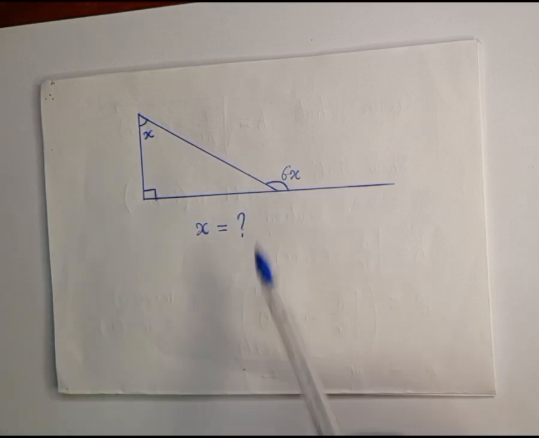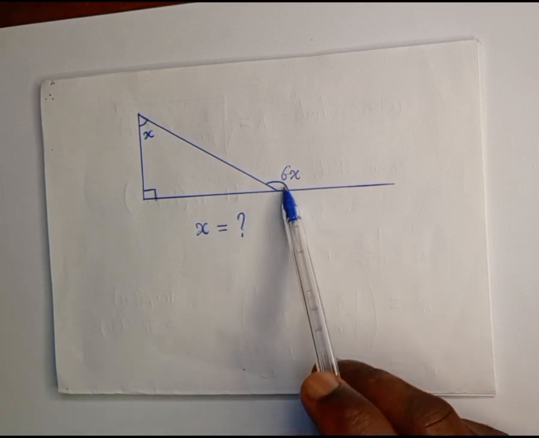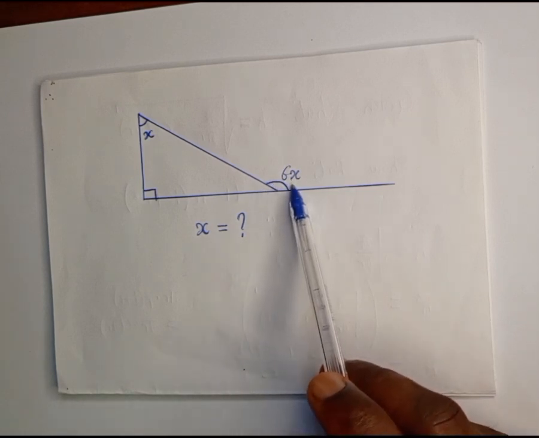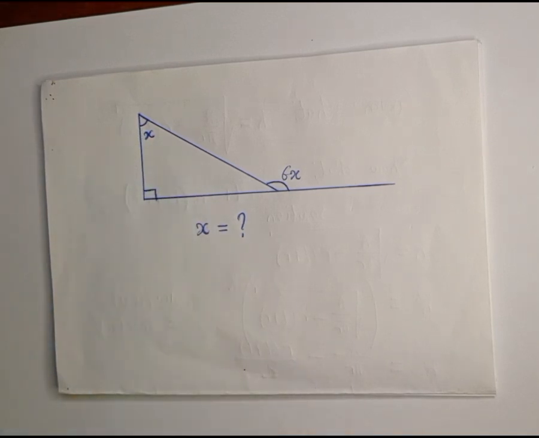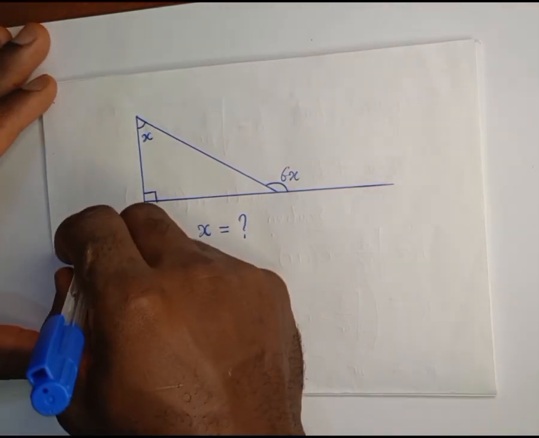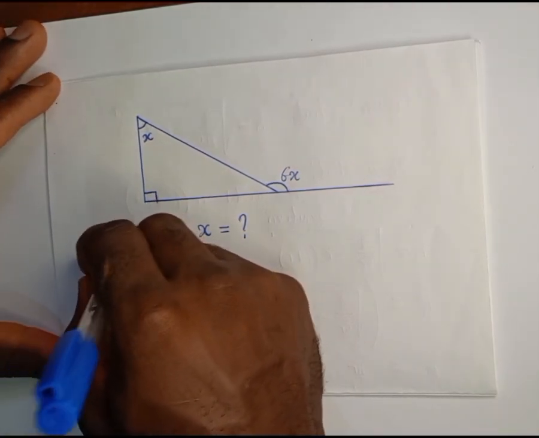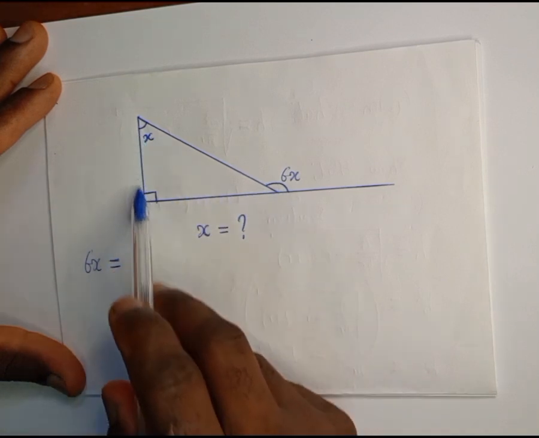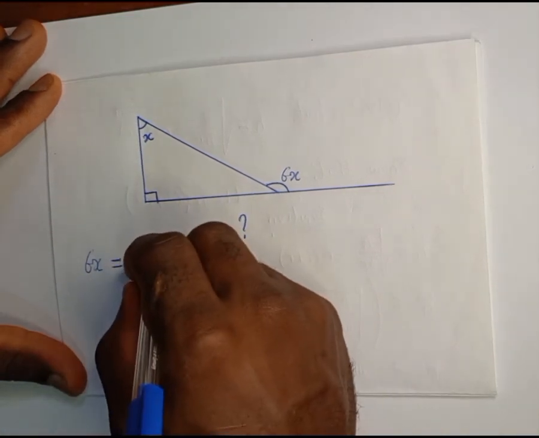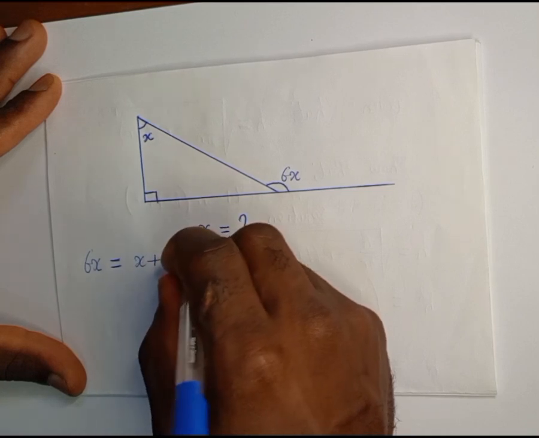Then 6x has been given as an exterior angle. For us to answer this problem, we are going to make use of the fact that an exterior angle of a triangle is equal to the sum of the two opposite interior angles. It simply means the angle 6x is equal to the sum of the two opposite interior angles. These are them, x plus 90 degrees.